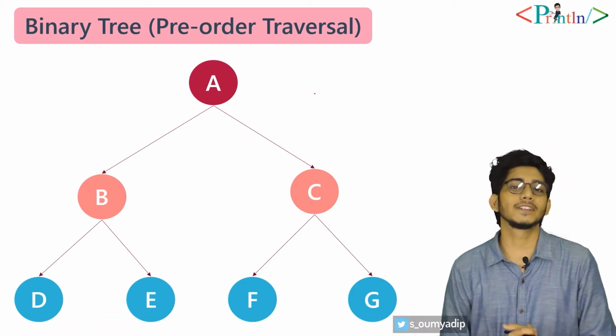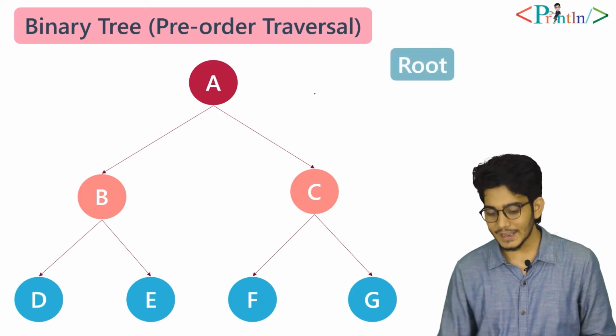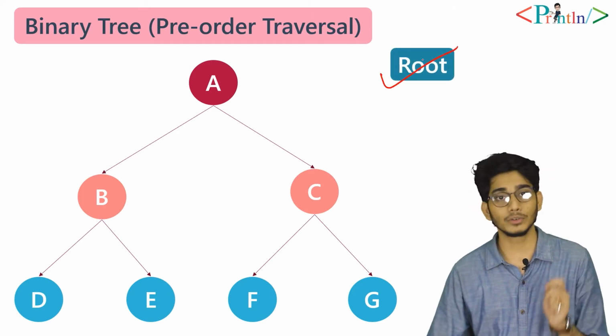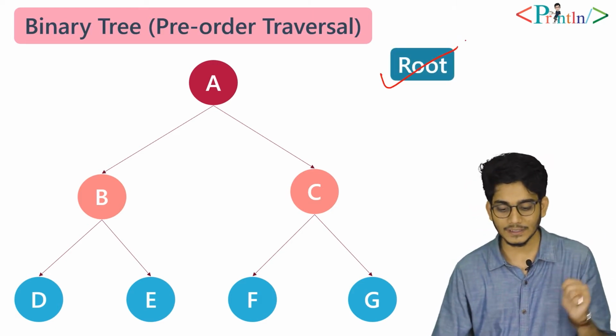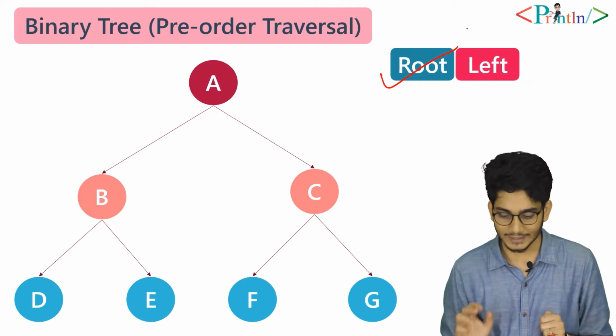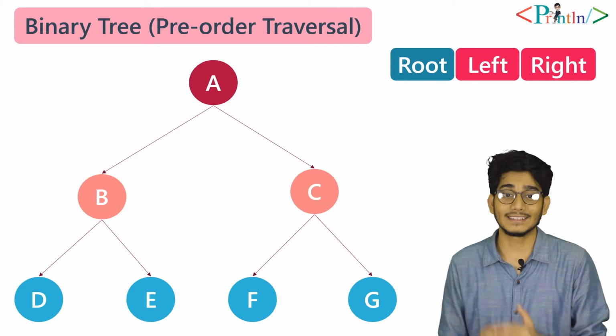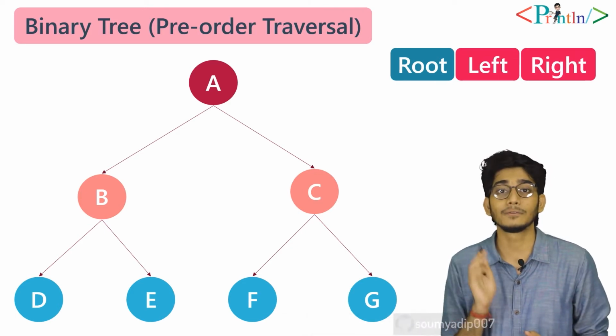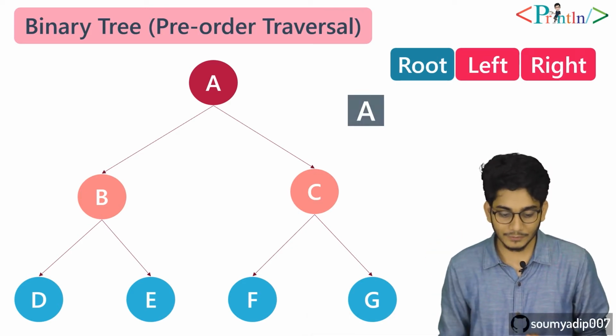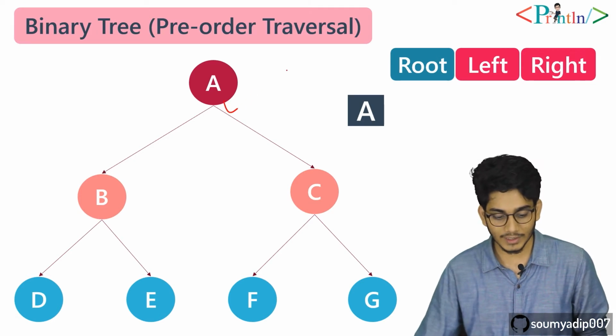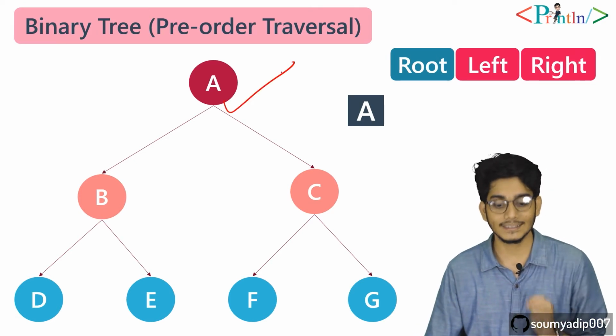So in pre-order traversal, at first what do we do? We access the data for the root node and we print that. At first we'll traverse the root node, then left, then right. So at first we have to access the root node. So what will be the output? It will be A, because at first we access this node.